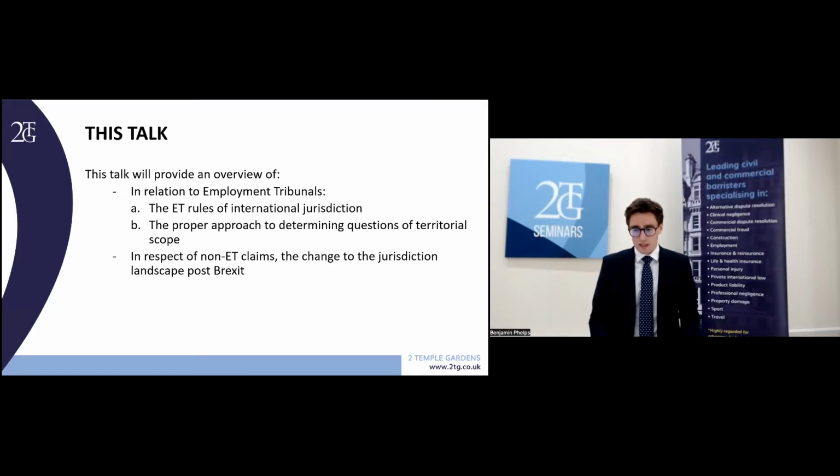So with that terminology in mind, we can turn to what this talk is about and what we are going to discuss today. There are three topics. First, we are going to look at employment tribunals, and there are two subcategories within that. We are going to look at the Employment Tribunal Rules of International Jurisdiction, and then we will look at the proper approach to determining questions of the territorial scope of employment legislation. And then we will look, in respect of non-employment tribunal claims, at the jurisdiction landscape post Brexit and what changes have occurred.